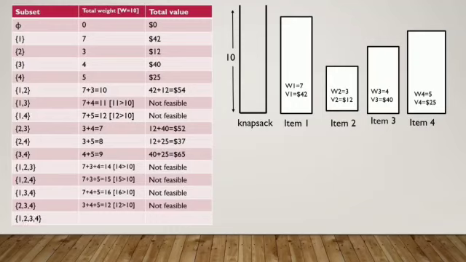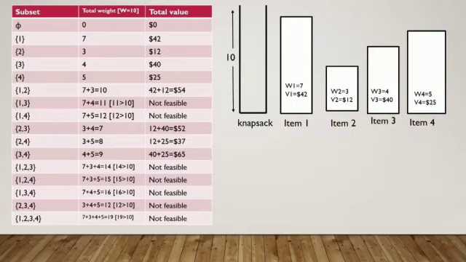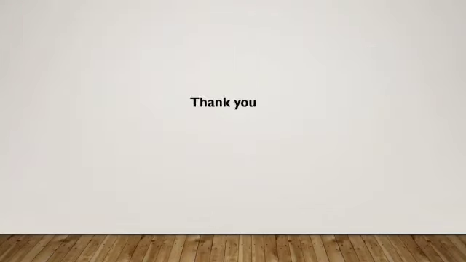Now we can check whether it's possible to fit 4 items in the knapsack within the specified capacity or not. But since the weight is 19, which exceeds 10, again the value is not feasible. Finally, we have to find the subset with the largest value among them, and that is the subset which contains the combination of 3 and 4, since the total value is $65. And that's how we find the solution for the knapsack problem.